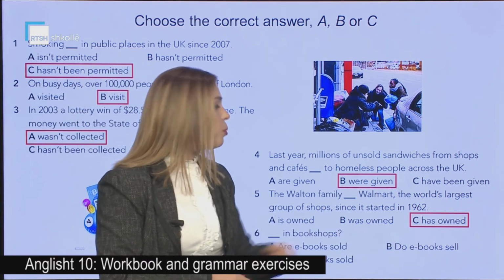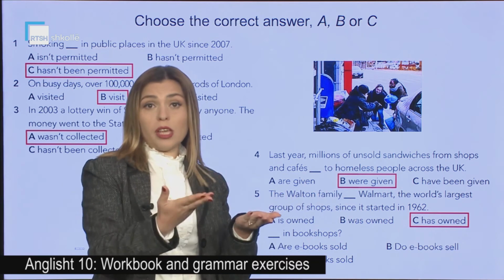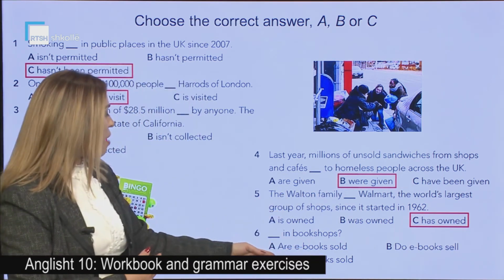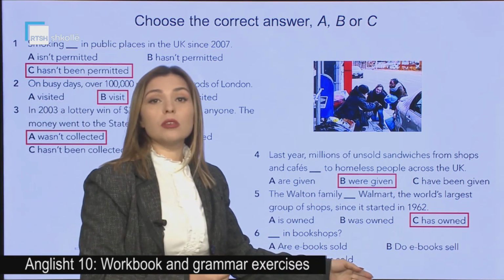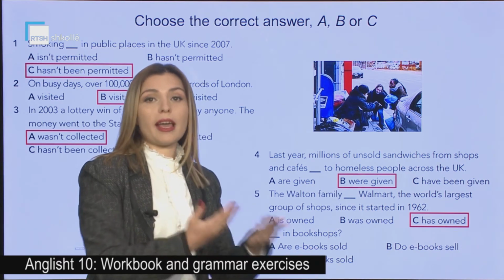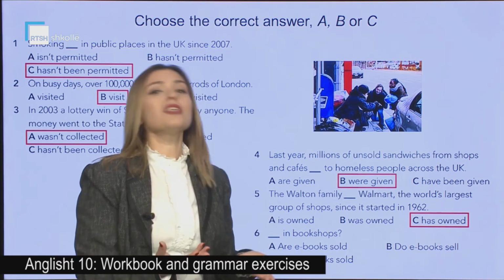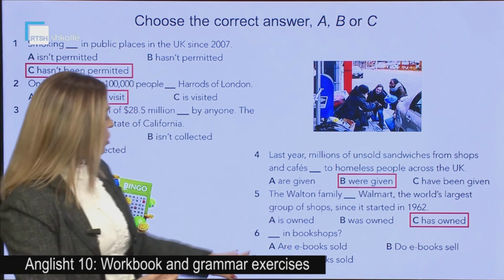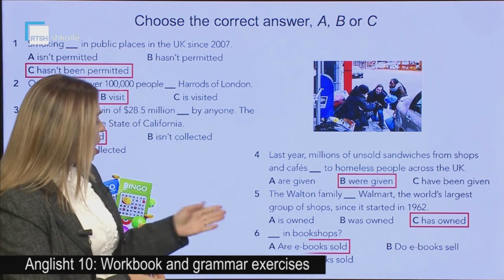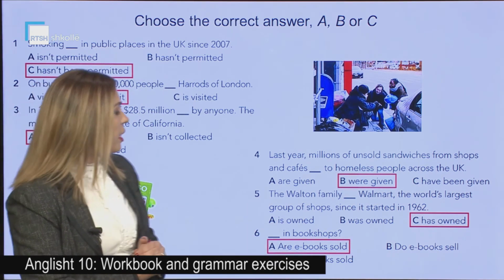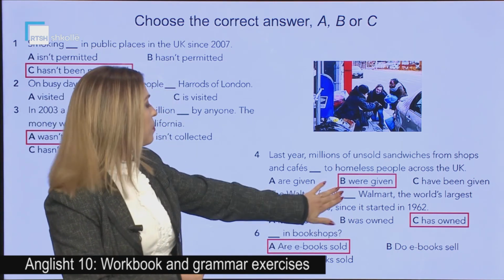Do e-books sell? Can a book sell? Of course not. Have e-books sold? You cannot use an active because a book itself is an object. It cannot sell. So automatically we have A. Are e-books sold in bookshops?